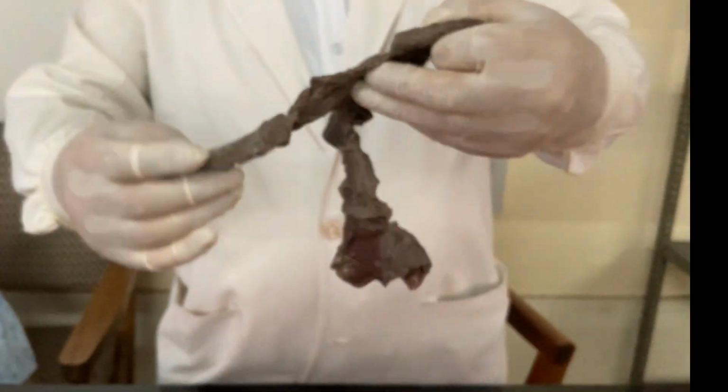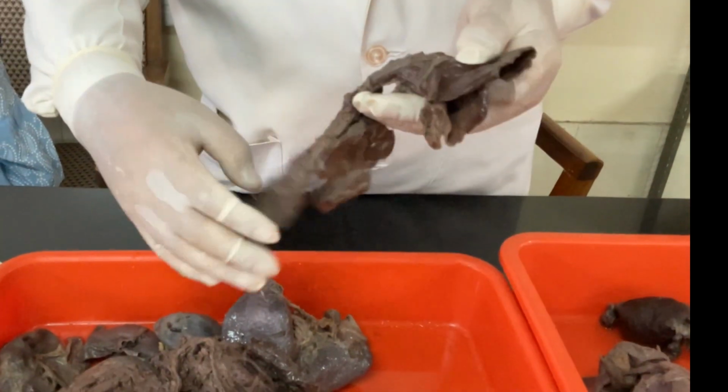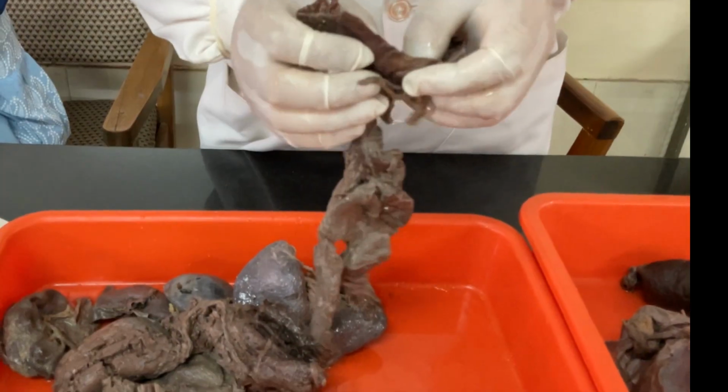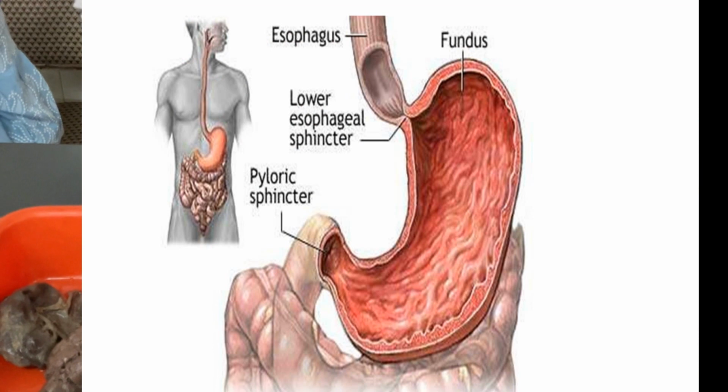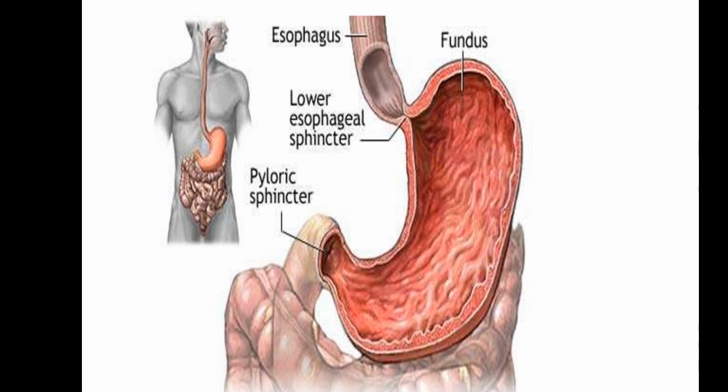This is also duodenum and pancreas. This is part of stomach. We have cardiac end and we have the pyloric end. This is the pyloric end of the stomach. Here you will find that the pyloric end of stomach is identified by the presence of a muscular sphincter, in contrast to the cardiac end, which presents a physiological sphincter.